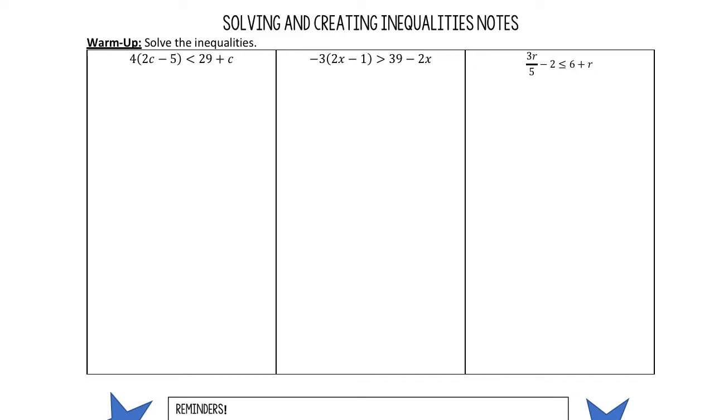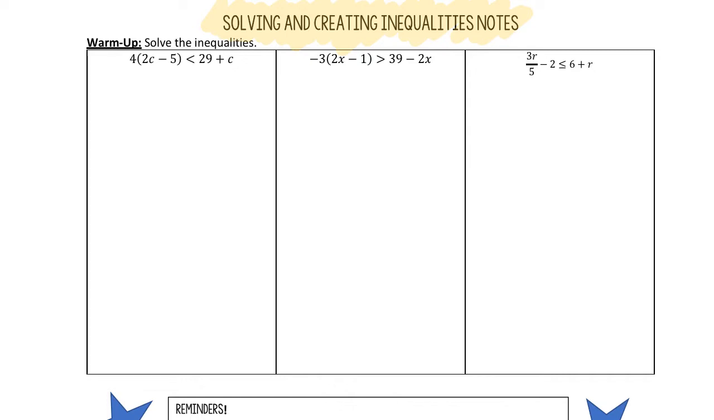All right, guys, today we're going to be talking about solving and creating inequalities. Make sure if you're taking notes by hand that you are labeling those notes up at the top. Solving inequalities is kind of like solving equations.